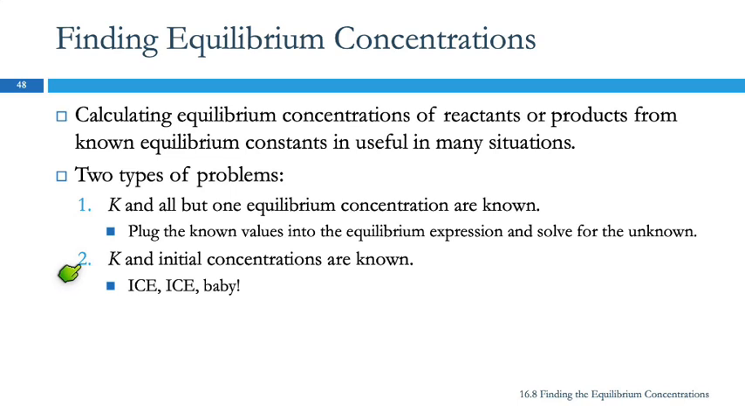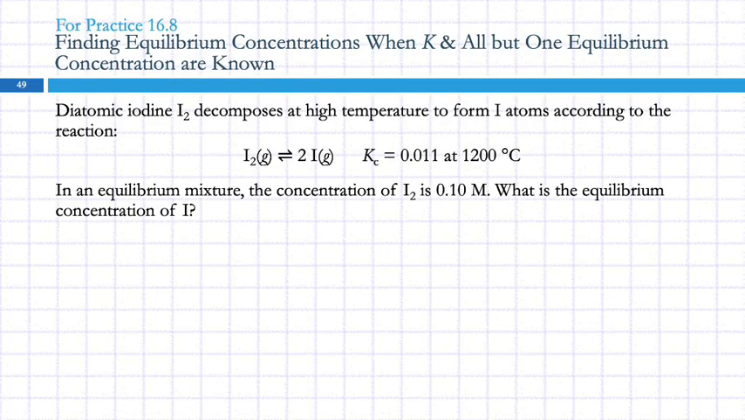More common is the second kind of problem where we have the equilibrium constant and we know what the initial concentrations are, but we don't know anything about the equilibrium concentrations. And that's where we're going to use an ICE table. So let's do the more simple problem first. Diatomic iodine decomposes at high temperature to form iodine atoms according to this reaction. In an equilibrium mixture, the concentration of I2 is 0.10 molar. What's the equilibrium concentration of I?